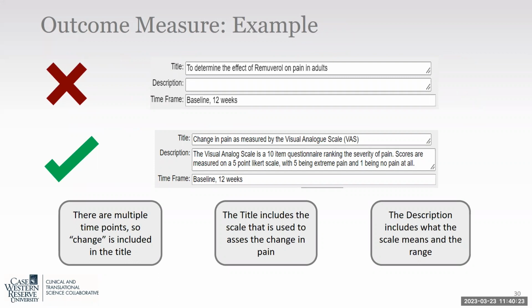A better outcome measure would be change in pain as measured by the VAS, because this is telling us exactly what we are measuring and how we're measuring it. We are measuring pain by the VAS. And then in the description, we have what the VAS is. And then the time frame is baseline to 12 weeks because there is change in the title.